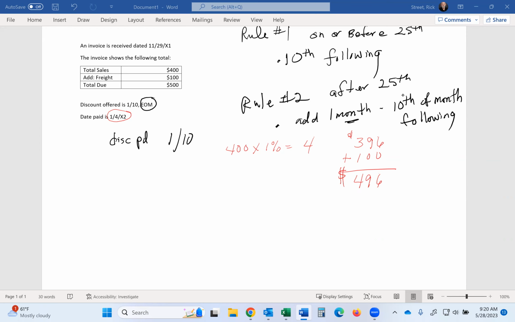And so now we'll go on to rule number 1, and it'll be similar, except it's just pushed up into the next month as opposed to the month following the next month in the case of rule 2. I guess you can see the rationale behind this in that you receive the invoice after the 25th. It doesn't give you a lot of time to take the discount under normal terms.